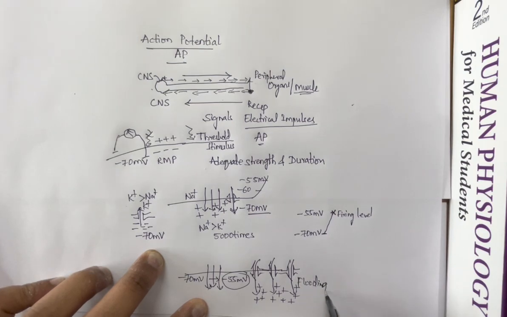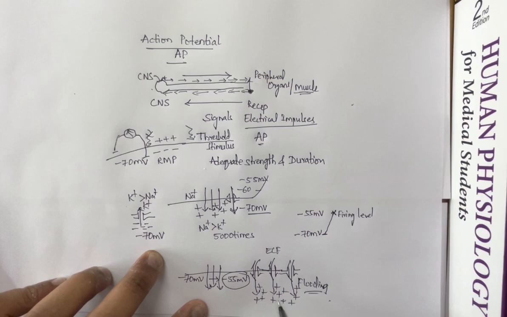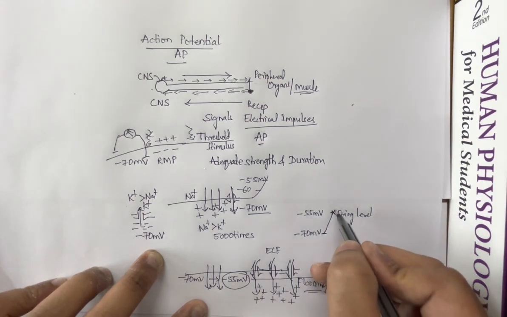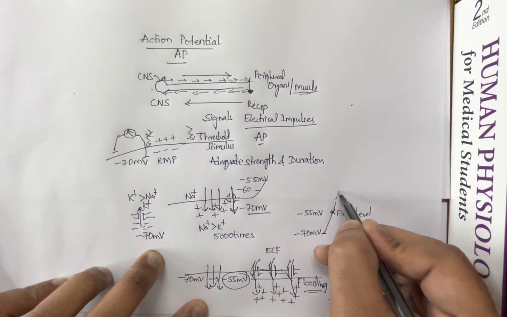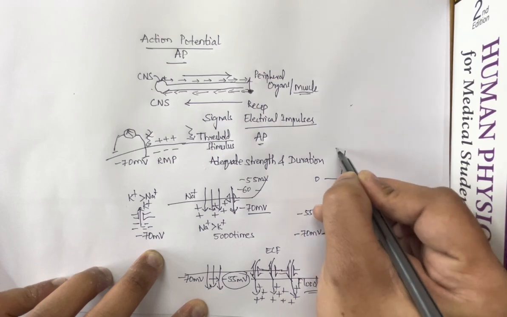Because of rapid opening of a large number of voltage gated sodium ion channels, along the concentration gradient, sodium will start entering into the cell from the extracellular fluid, increasing positivity within the cell, so that the membrane potential, which was at minus 55, will become more and more positive. It goes on becoming positive. It can overshoot the zero, it can go up to plus 30 millivolt.